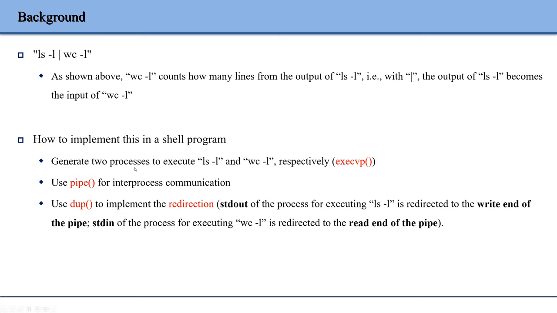And then after we have created two processes, we use the pipe for inter-process communication, which means if we want to deliver the output of ls -l to wc -l, we can use the pipe interface to deliver the data between the two processes. And then dup is a way to help us use the pipe. The dup interface is used to implement the redirection. Here, the standard output of the process executing ls -l is redirected to the write end of the pipe. The standard input of the process executing wc -l is redirected to the read end of the pipe. Here it is complicated to understand. I will later give you a detailed example to illustrate such a process.